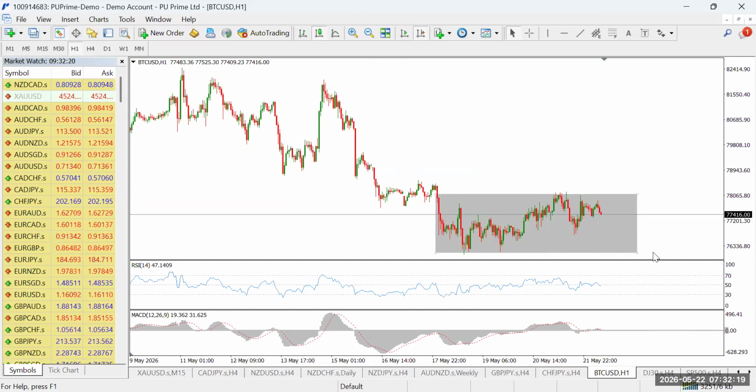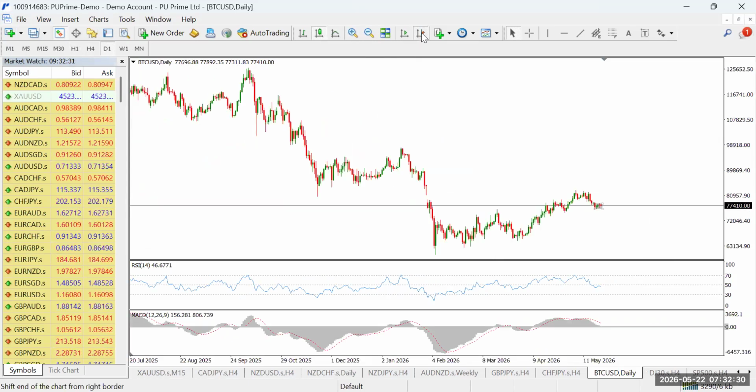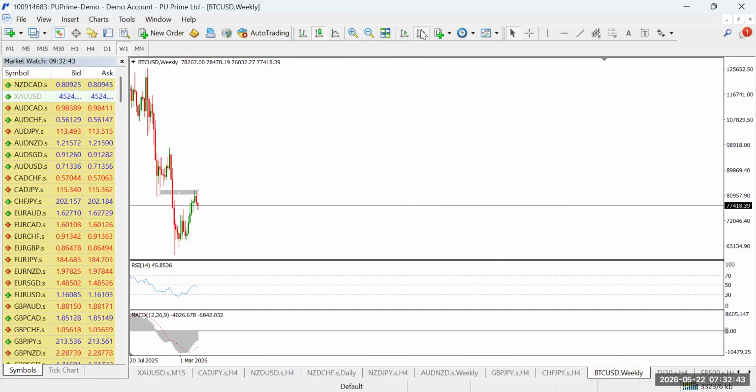This is 1 hour. Okay, let's go back to daily. Let me check something. On the weekly time frame, I think I've had this kind of setup. Let me confirm earlier on.